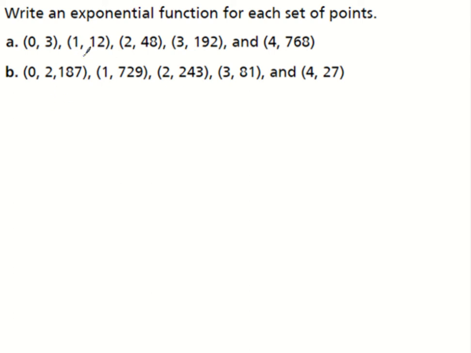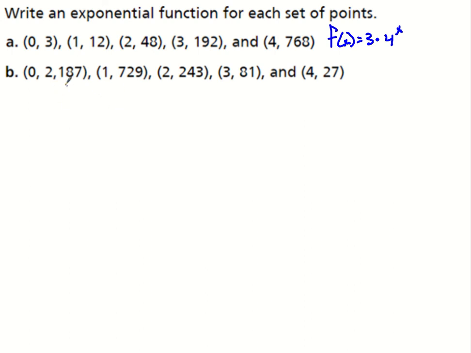Okay. So for A right here, initial value, when we're at 0, we're at 3. So if we're at 0 and 3, then I know it's got to be f of x is equal to 3 times, and then now I got to do 12 divided by 3, which is 4. That's 4 to the x. 48 divided by 12 is 4. 192 divided by 48 is 4. I'm done.